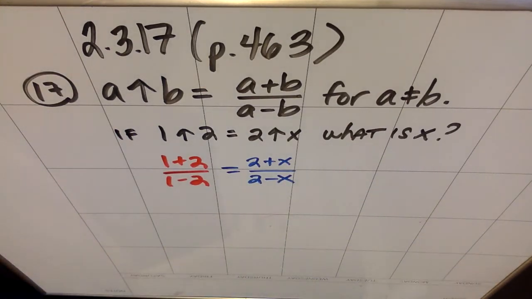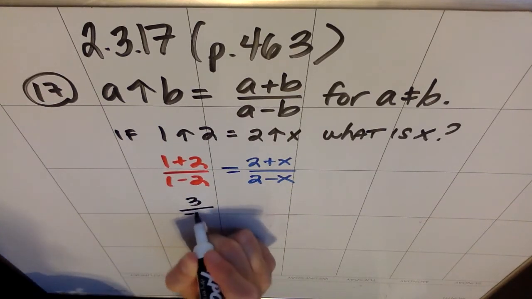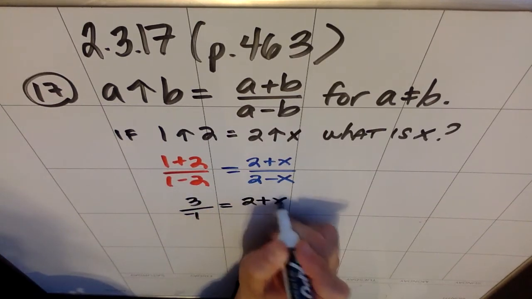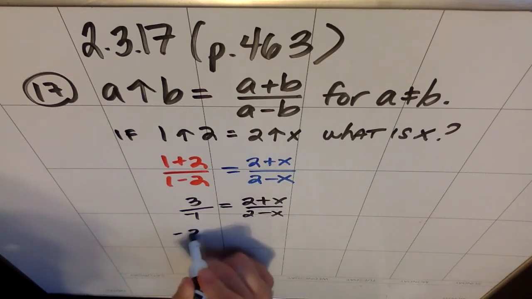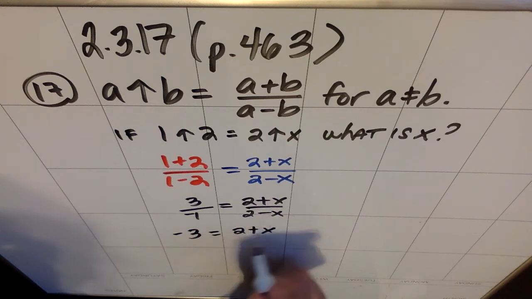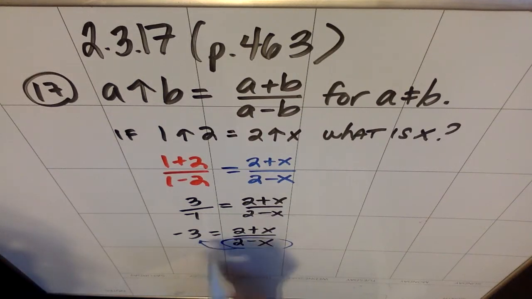So I'm going to get an equation that I'm able to solve. Over here, I'm going to get a 3 on top of a negative 1. And on this side, I'm still going to have a 2 plus x over a 2 minus x. We'll deal with that in a sec. So I get negative 3 equals 2 plus x on top of the quantity 2 minus x. In order to solve this, I need to multiply that entire quantity 2 minus x, so this whole quantity over here, by the negative 3.